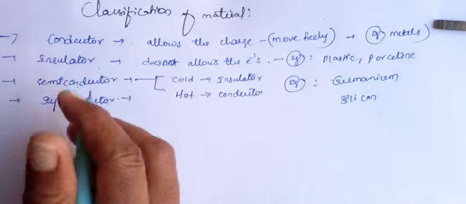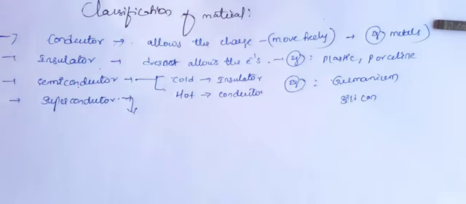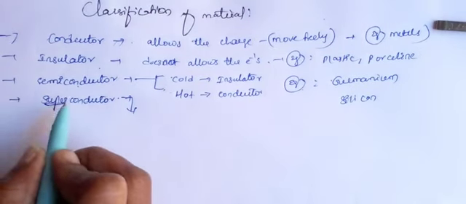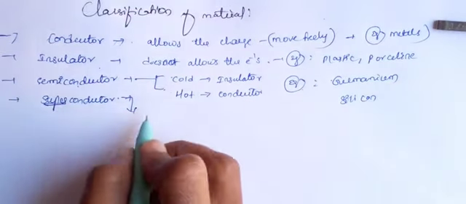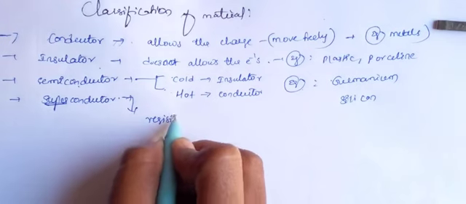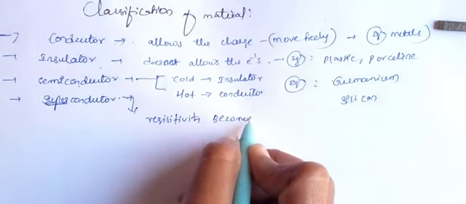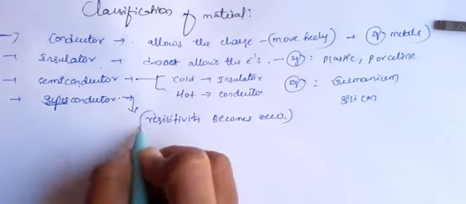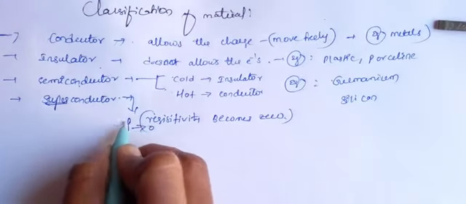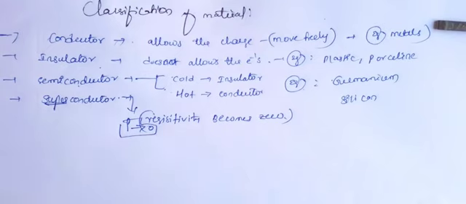Okay, so superconductors are also there in modern physics. Superconductor means there is no resistivity. Super means there is no resistivity. The resistivity becomes zero, that is rho tends to 0. Then conductivity becomes infinite.